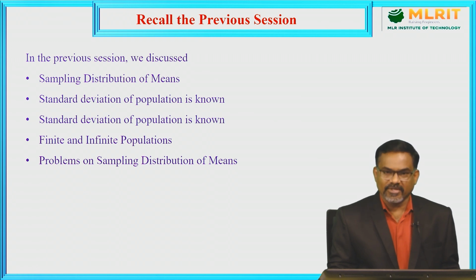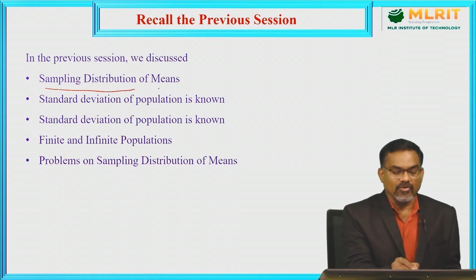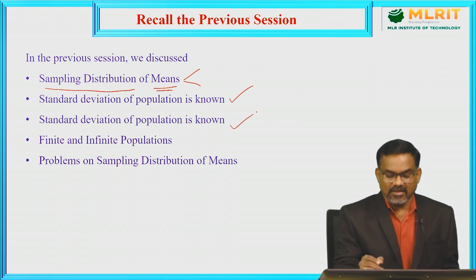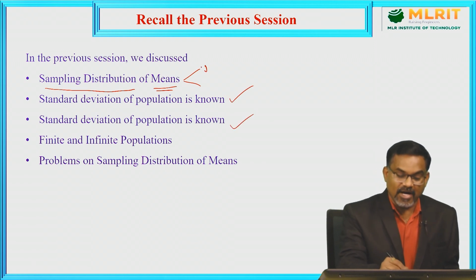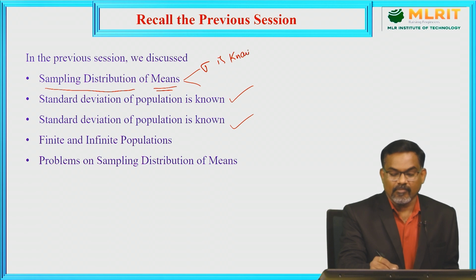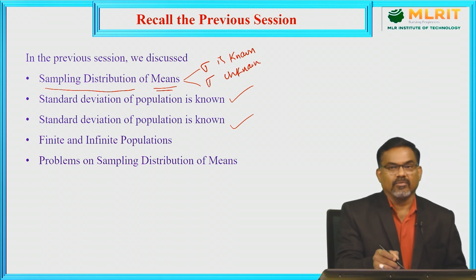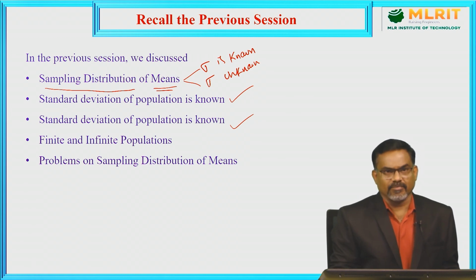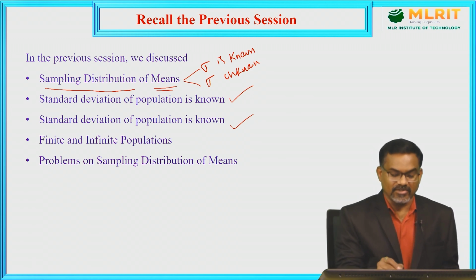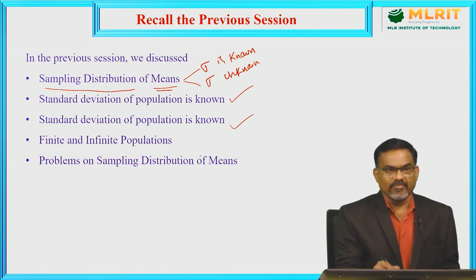Let us recall the previous session. In the last session, we discussed the sampling distribution of means, in two different cases: the standard deviation of population is known, that means sigma is known, and sigma unknown. Similarly, we covered finite and infinite populations and problems on sampling distribution of means.